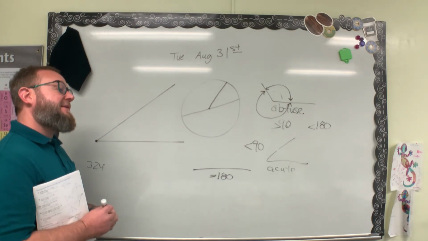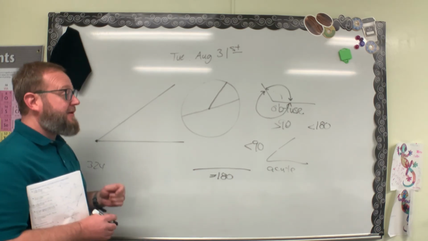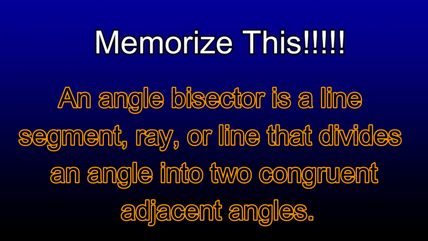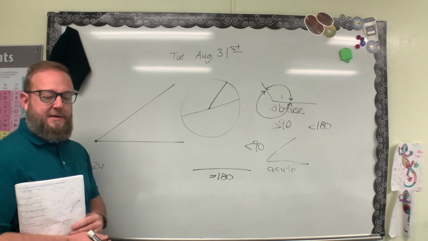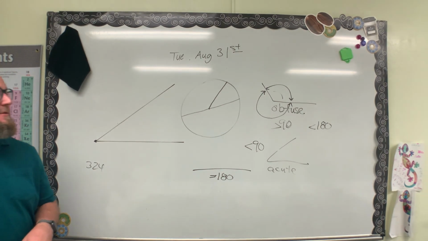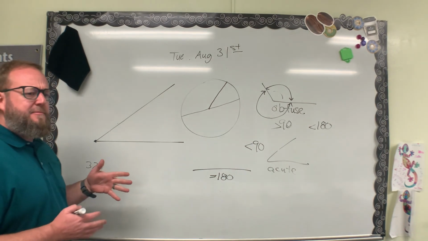That's the definition that you probably want to be familiar with. So a bisector splits the angle into two equal parts. Do you know how to bisect an angle?